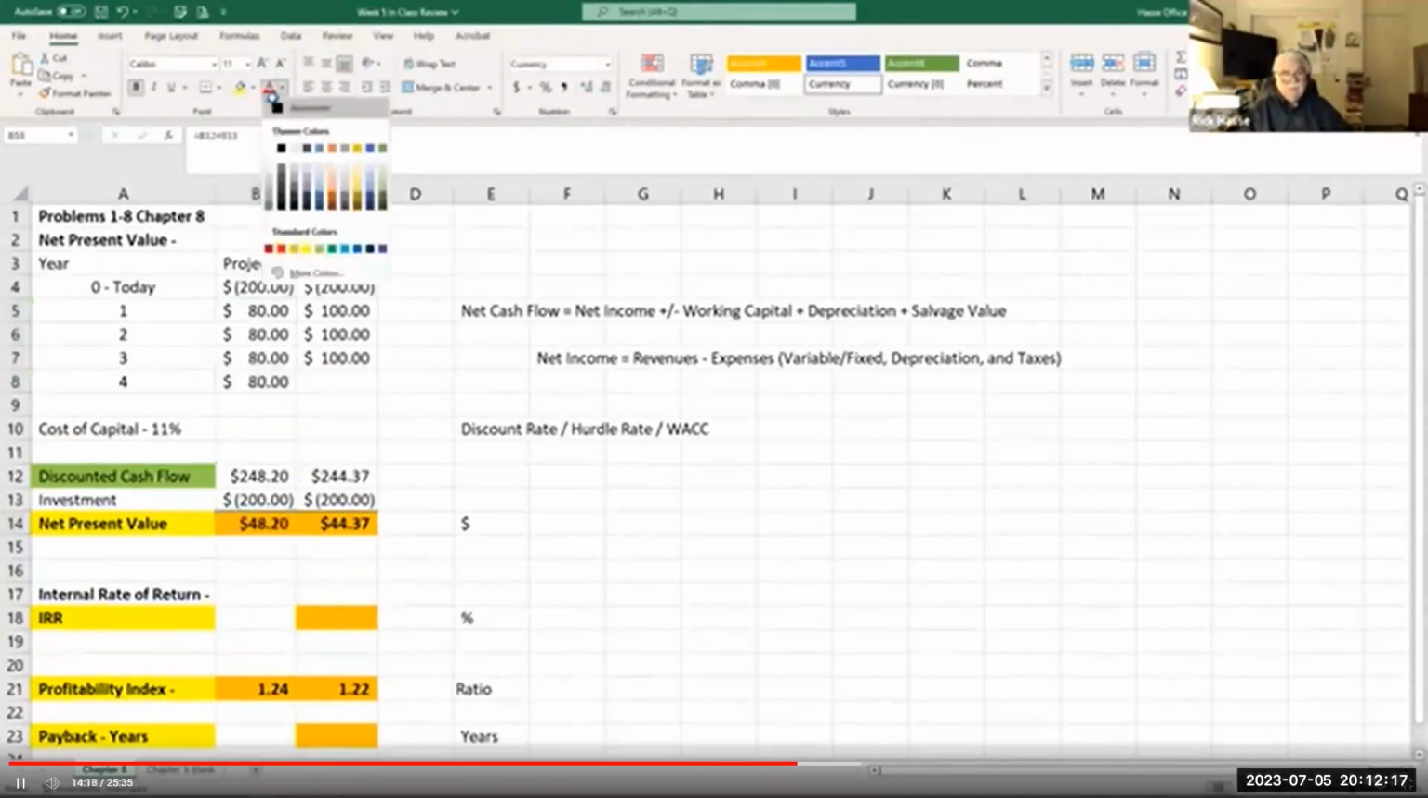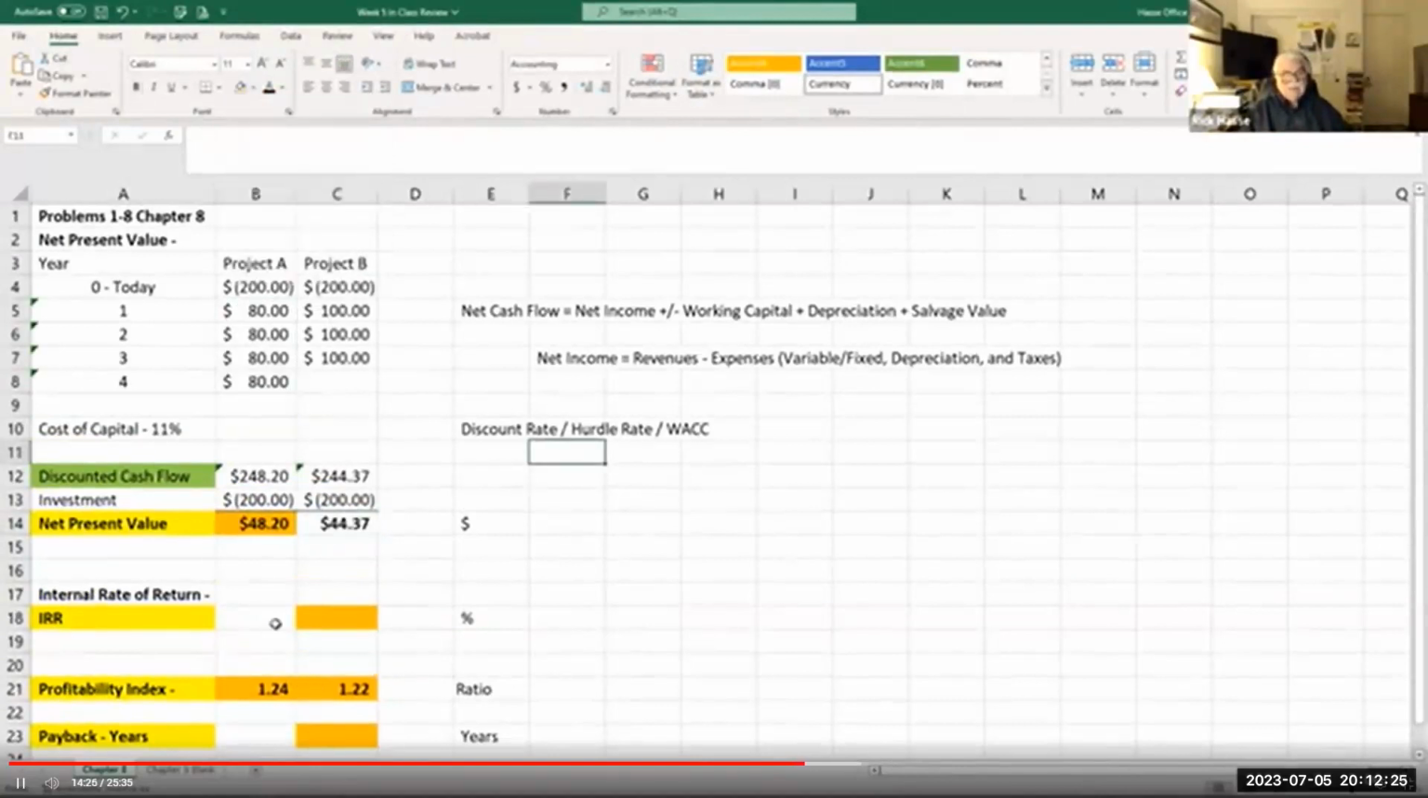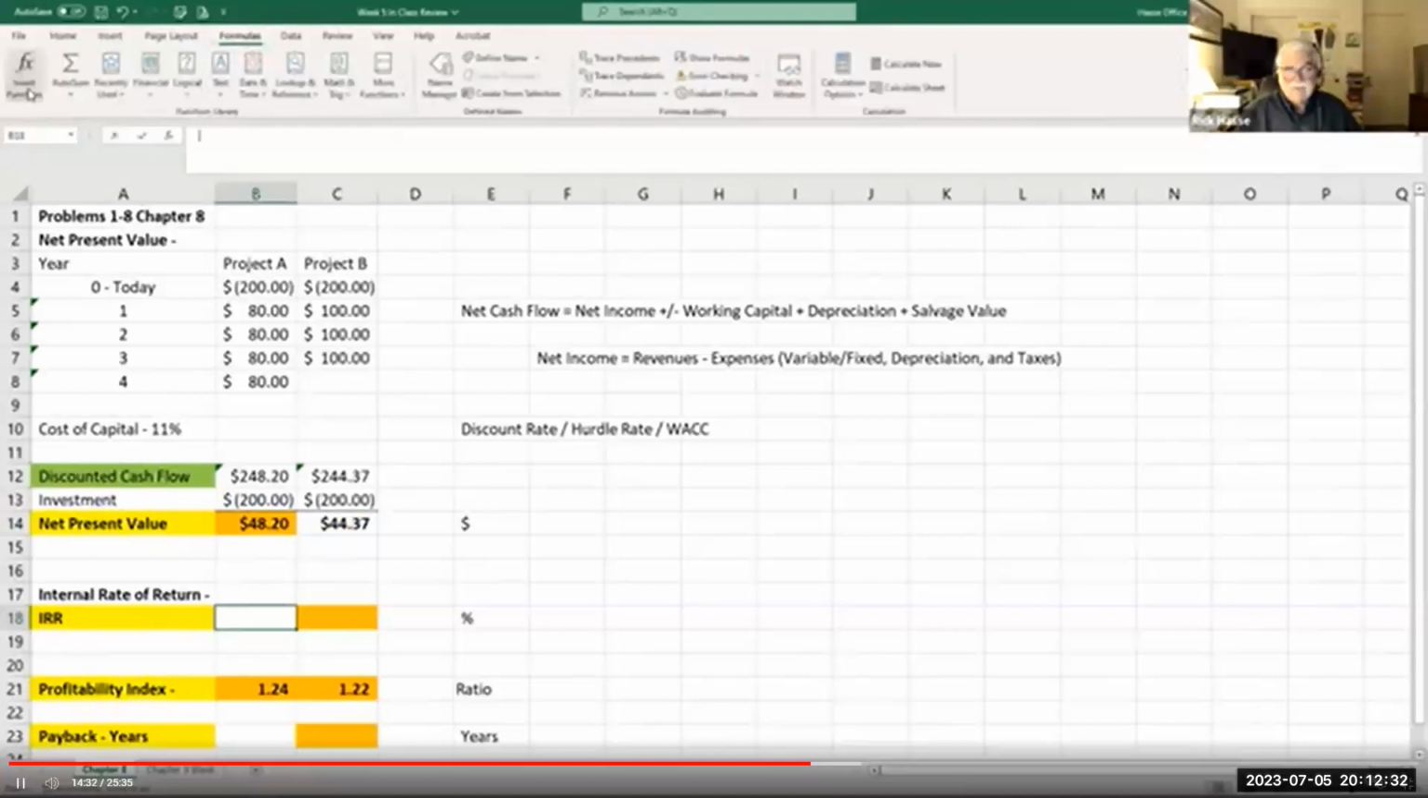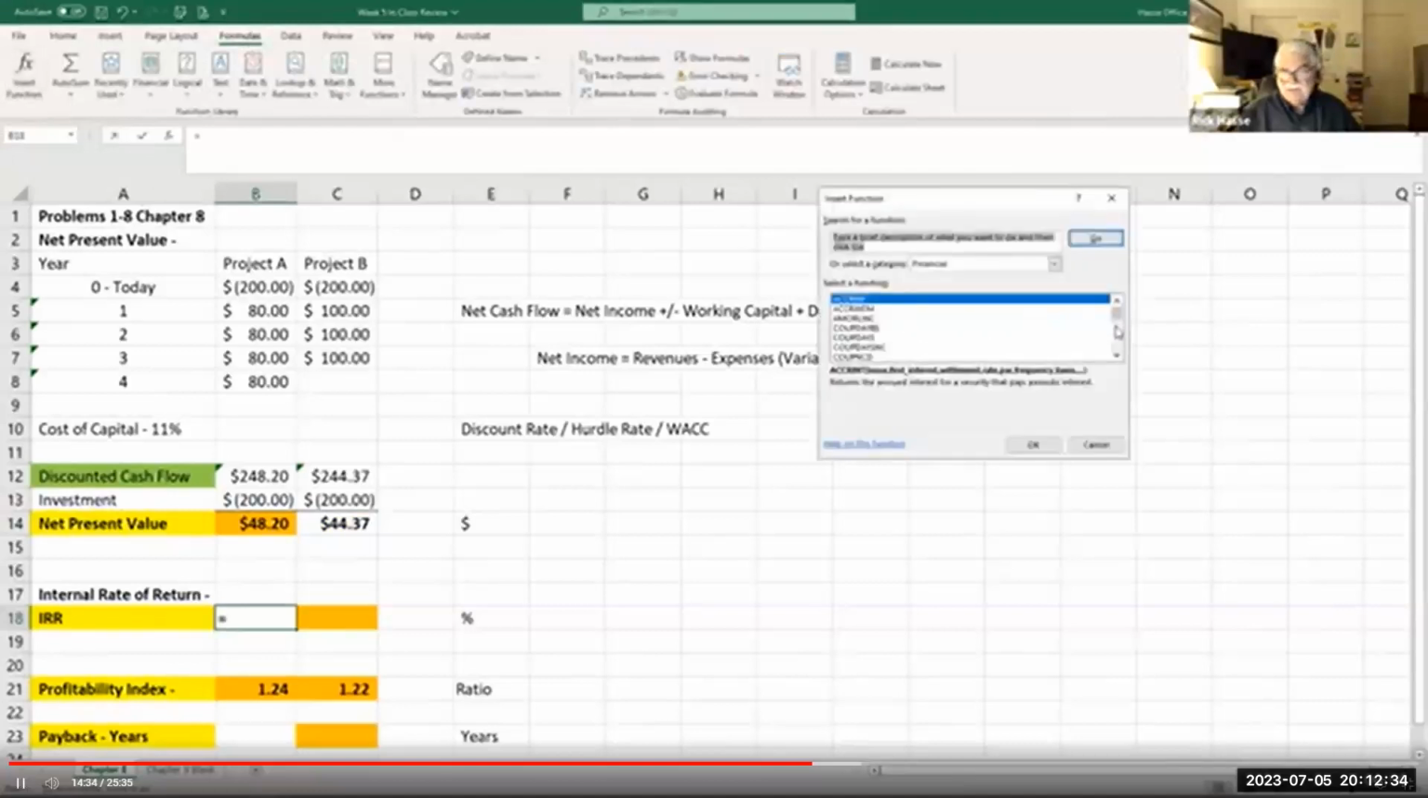Let's clean this up a little bit. Get that out of there. Make it nice and official. There we go. Well, let's take a look at the internal rate of return. Again, formula, function, financial, internal rate of return, IRR. What is the return in a percent of these cash flows versus the investment?